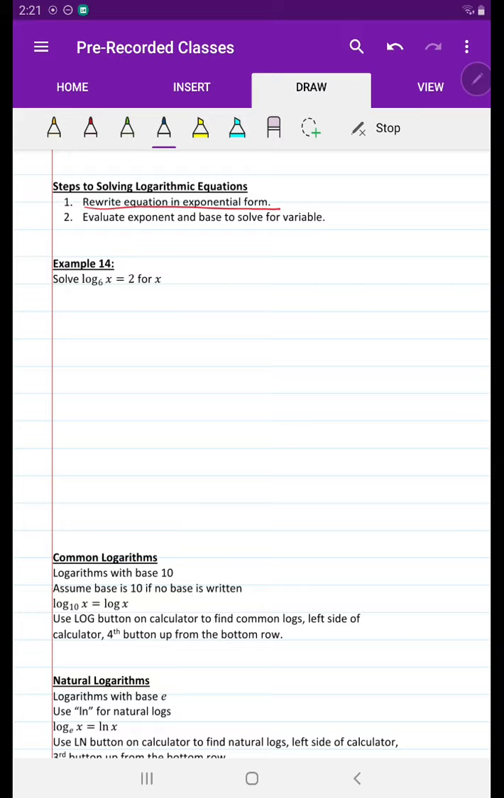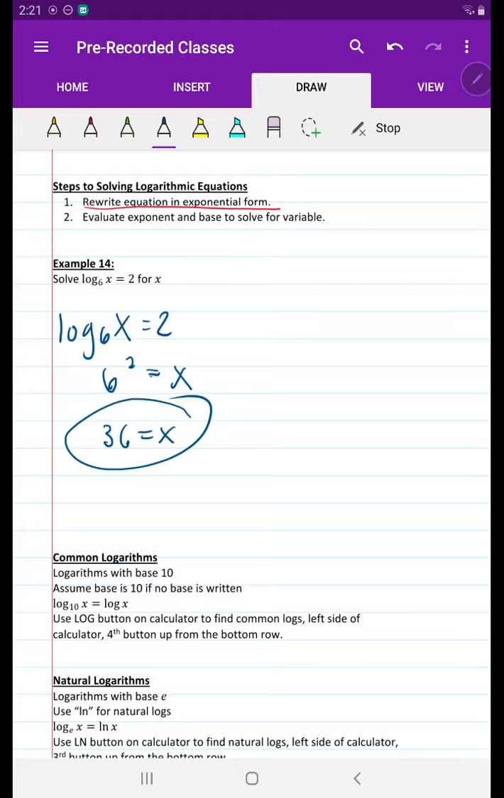Okay, so for example 14, we have log base 6 of x is 2. So my base is 6, the exponent on that is 2, and the whole thing equals x. So we know 6 squared is 36, so 36 equals x. And that's our answer, and we're all done.